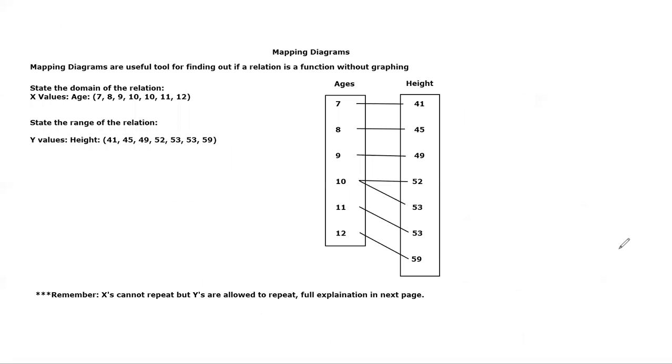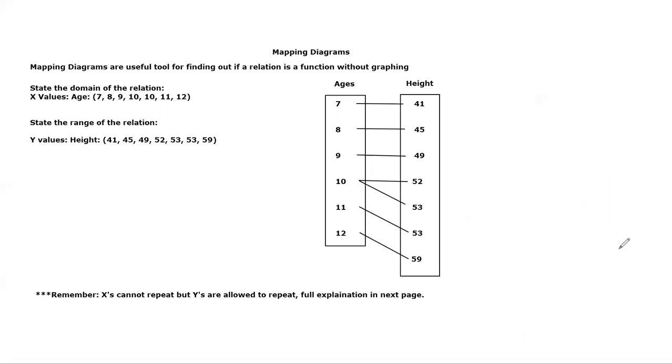All right. So moving on to mapping diagrams, right? Because what we just did was learn how to graph a coordinate set, and that's cool. But what if I didn't allow you to graph it? What if I didn't give you any graphing paper and I just said, hey, here is a data set, here are your domains, here are your range.